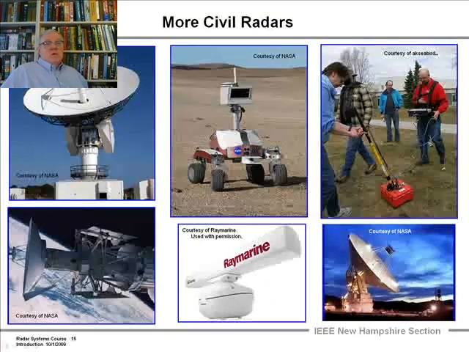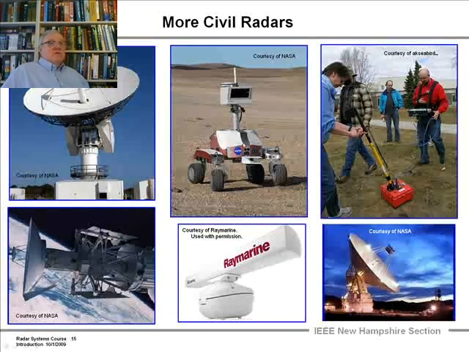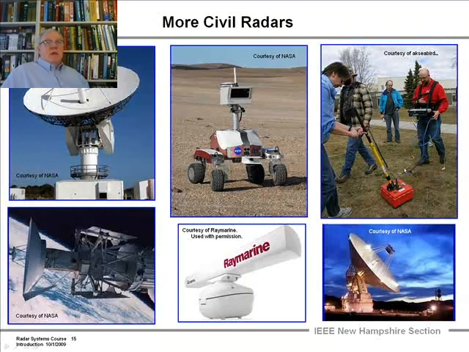NASA uses them to track its missiles and space missions when they're taking off. NASA built this ground penetration radar to understand what's below the surface of the ground, to use on an extraterrestrial body or whatever. And here is a ground penetration radar.